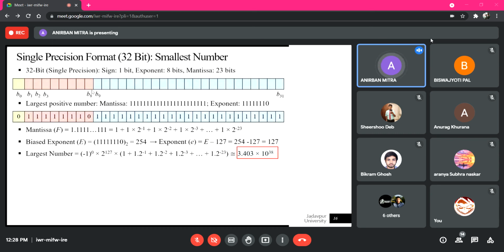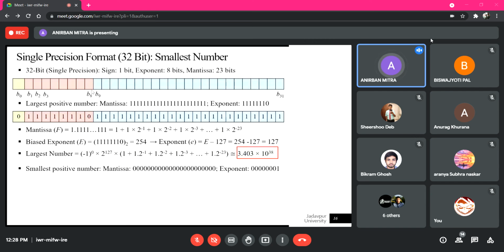Now let us look at the smallest number. What would be the mantissa in the smallest number? All zeros. What about the exponent? It cannot be all zeros because that is reserved. So you will have a single 1. So the mantissa is all zeros. The exponent is 7 zeros followed by a single 1.